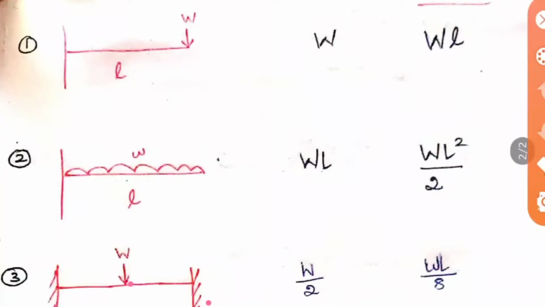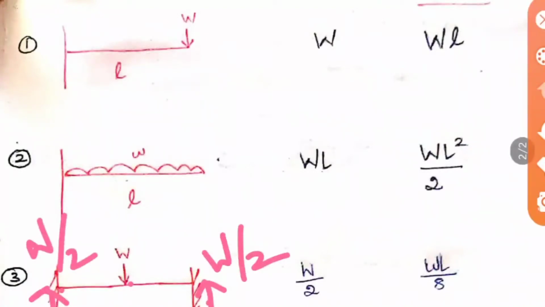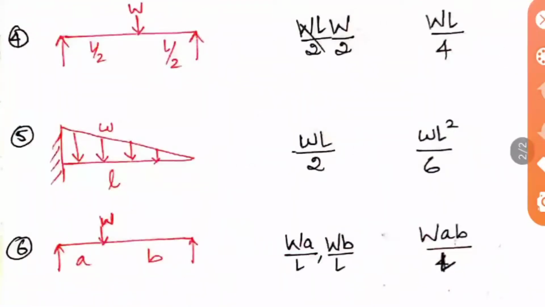So when you are applying this W there, obviously an opposing vertical force will be applied here. Reactions will be applied here, and this will be equally split because W is acting at the center. So here also W by 2 and here also W by 2. So the shear force is W by 2 and the bending moment is WL by 8. And the next case is simply supported with central load W. So it is W by 2 and WL by 4 is your bending moment.